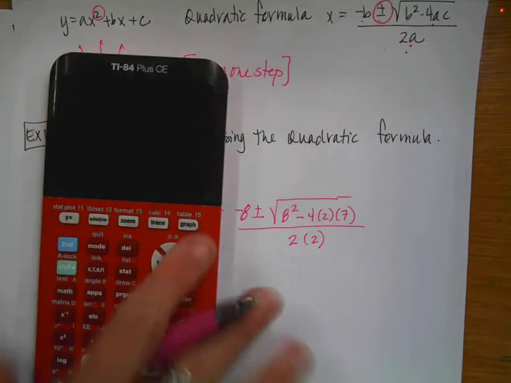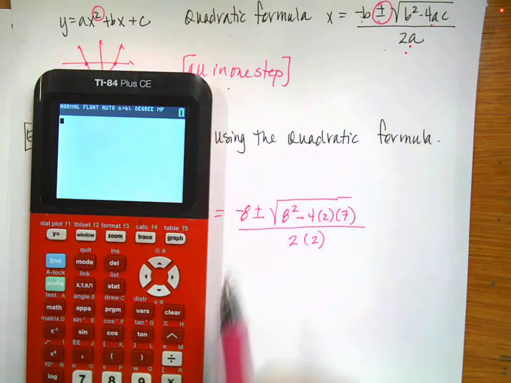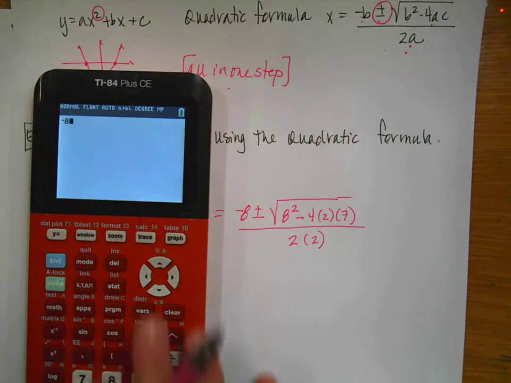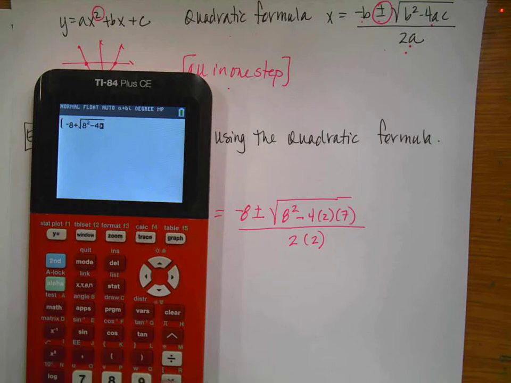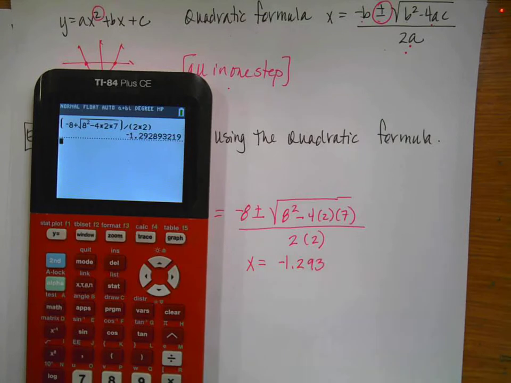So now let's talk about putting this in our calculator. Okay, let me make it a little bit bigger so you can see it. So I'm going to enter the negative 8, and then I'm going to go back into a parentheses. Then I'm going to do my negative 8, and then I'm going to do plus, and then second square root, and I'm going to do 8 squared minus 4 times A times C. Okay, I'm going to get outside, and I'm going to do close parentheses divided by parentheses, just in case you don't want to do that math. 2 times 2, close, go. And so you'll see that I get x is negative 1.293.